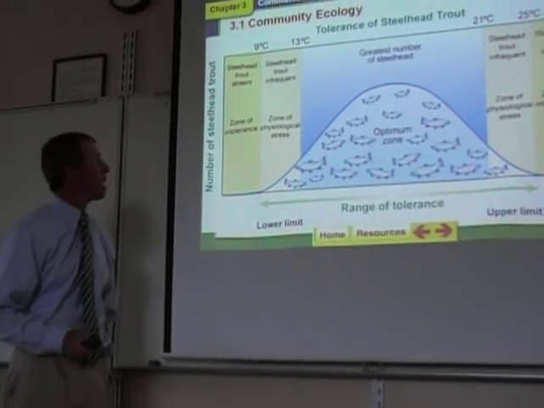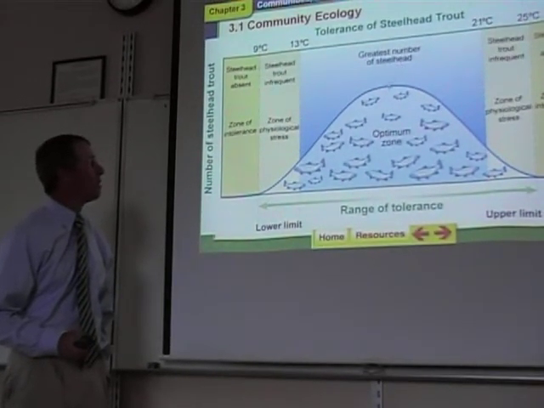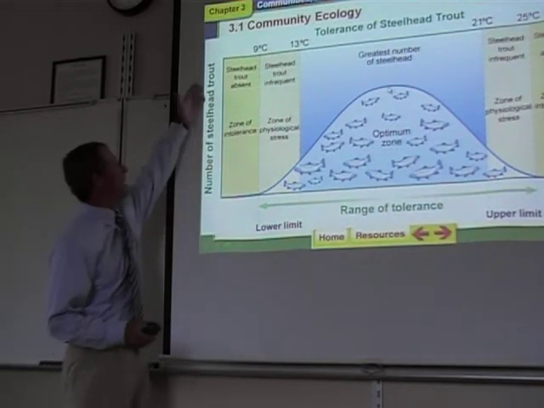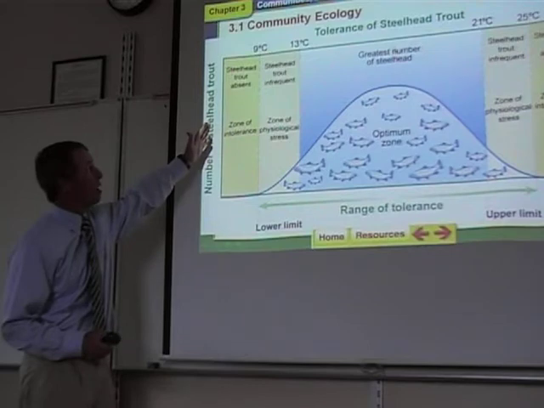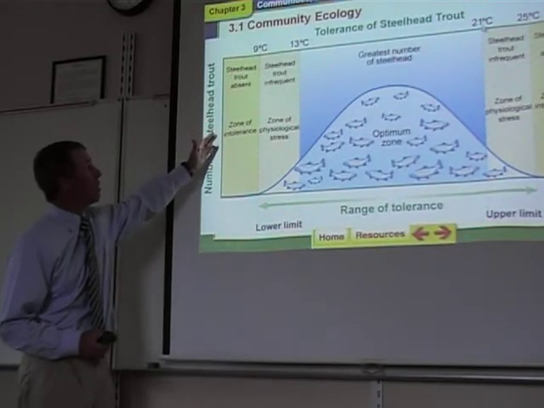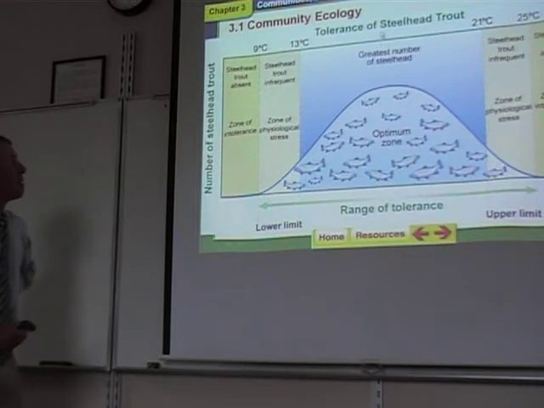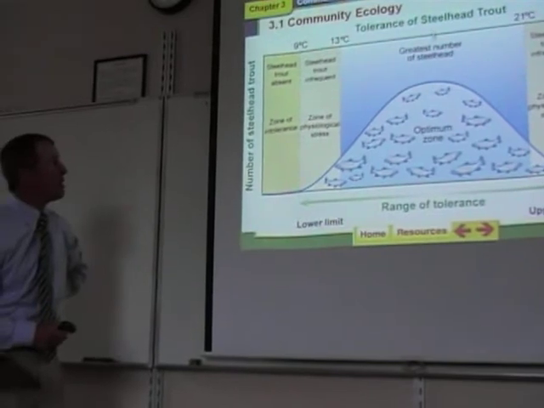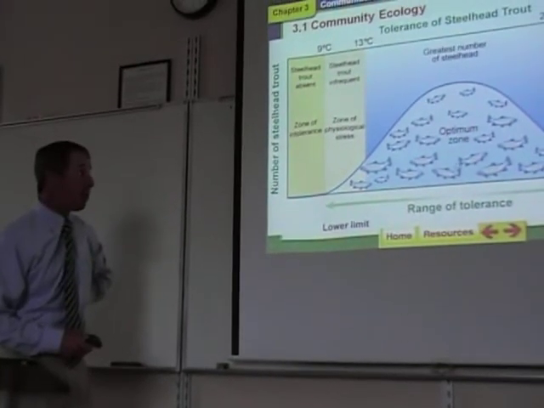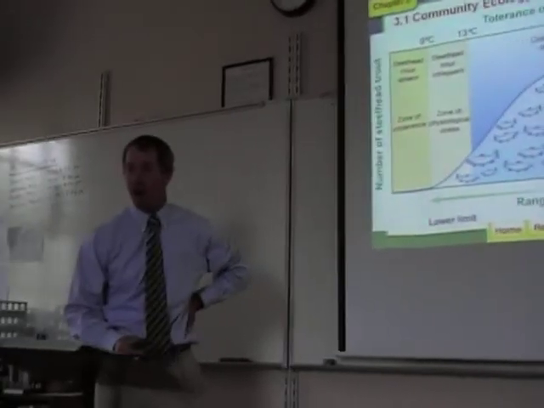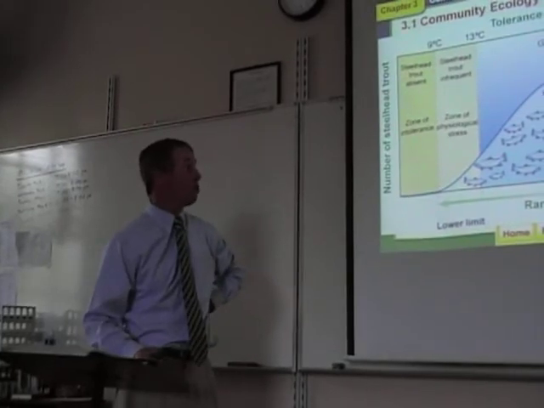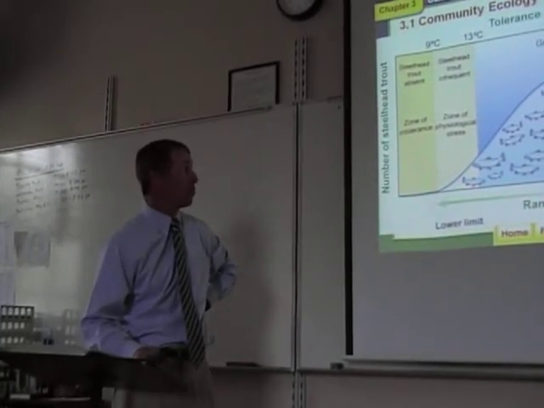So you can see this certain type of fish, called steelhead fish, has an optimum temperature they like to live at. This is the number of steelhead trout, and the temperature they like is right in between 13 Celsius and 21 Celsius. So probably about 17 is their favorite temperature, and at 17 degrees you would find the most steelhead trout. Probably a pretty useful idea if you're a fisherman. You might want to check the temperature of the water when you're fishing for these and go to temperatures that are about 17. That's where the most of them are.